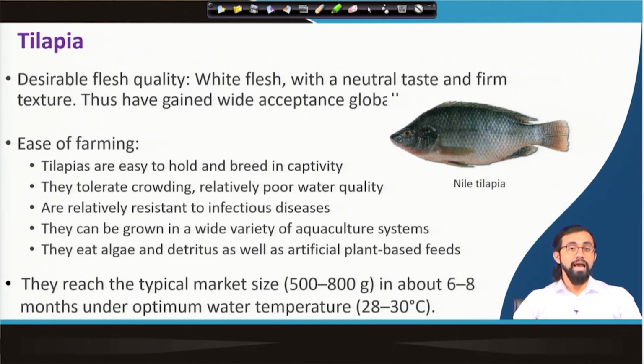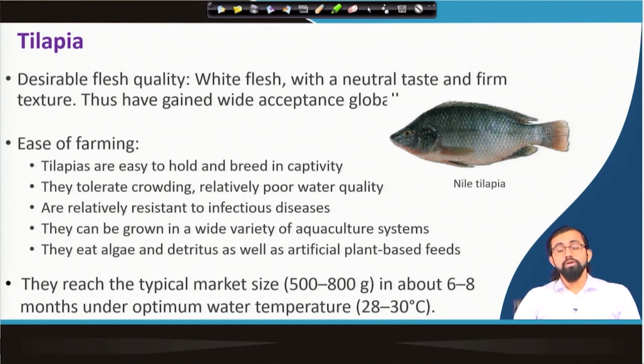They eat algae and detritus as well as additional artificial plant-based feed. So when you have the option, you can feed them, but if you don't, you don't have to, because they can sustain on the natural feed system as well. They can reach a typical market size of around 500 to 800 grams in about 6 to 8 months under optimum water temperature, which is one of the major reasons why tilapia culture is so sought after all over the world right now.